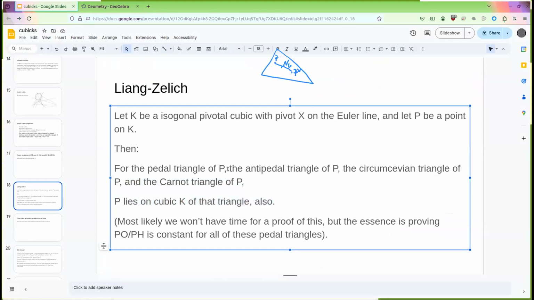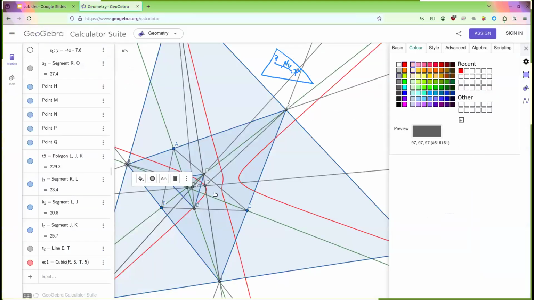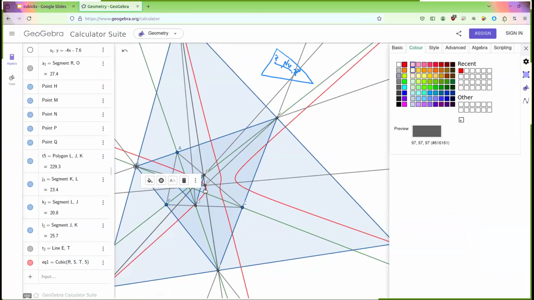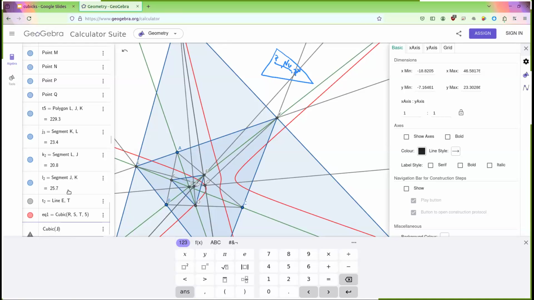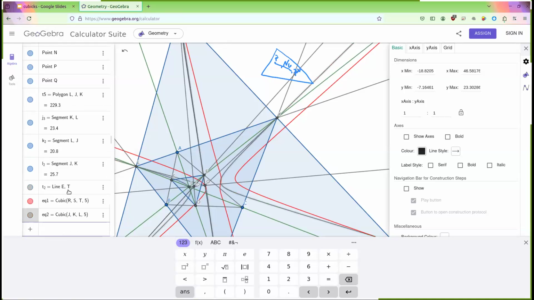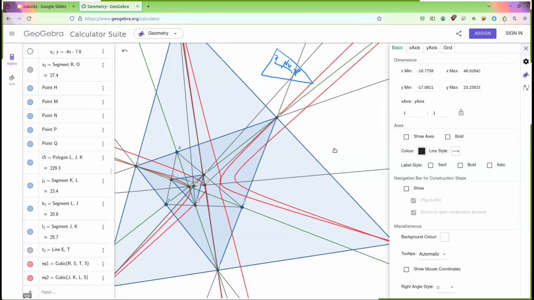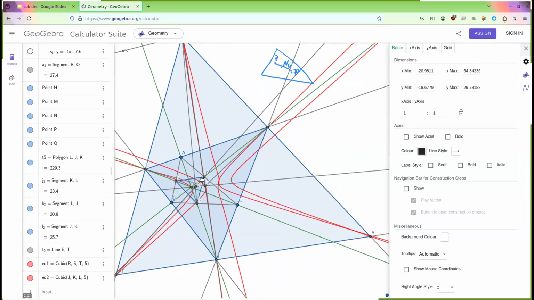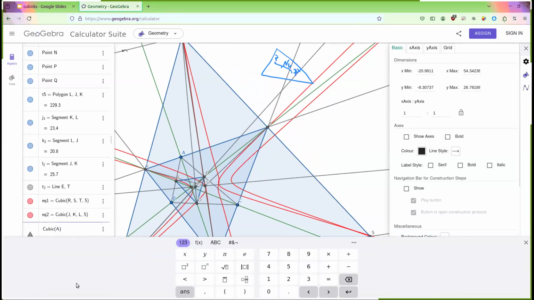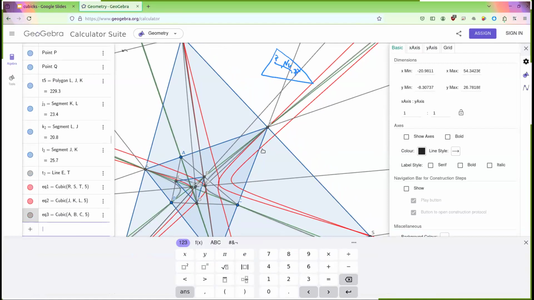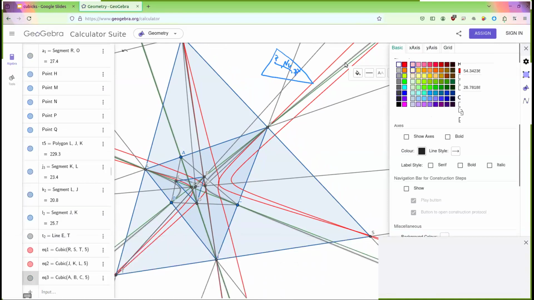So let's pick the pedal triangle this time. So that means we want to prove that O lies on the same cubic of JKL. But this also seems difficult, right? So let's do it again. And let's just do it on, yeah, we can do this on ABC next. But okay, and now it's easy.